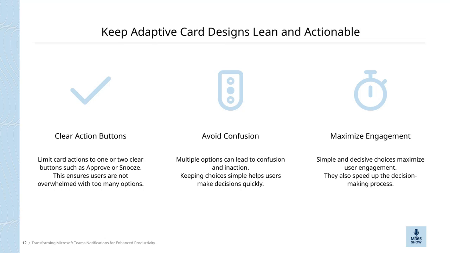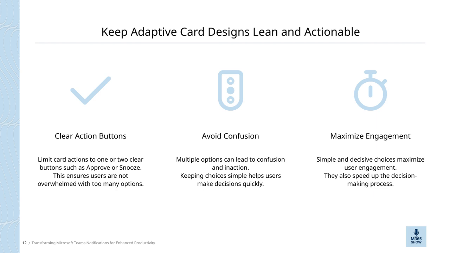When it comes to transforming Microsoft Teams notifications, simplicity is key to boosting user engagement. By making straightforward, decisive choices, users are more likely to interact and respond quickly. This not only encourages engagement, but also helps speed up their decision-making process. Now, why is this important? Well, offering multiple options can often lead to confusion or even inaction. If users are overwhelmed with choices, they might hesitate or ignore the notification altogether. That's why keeping our options simple is so crucial, helping users make decisions swiftly and confidently.